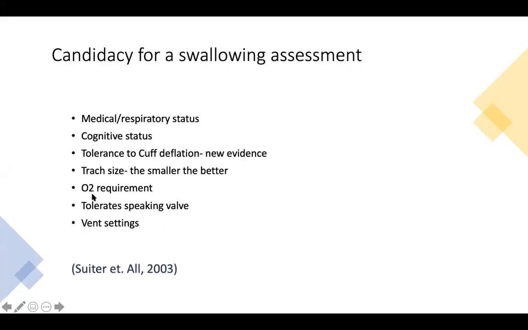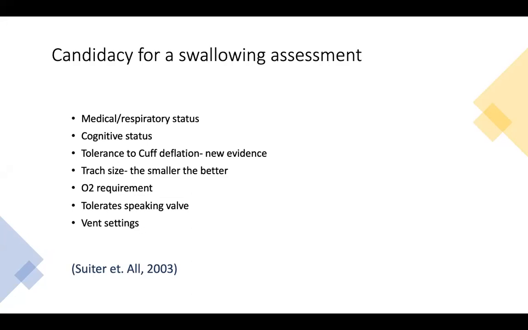So O2 requirement. The more the patient requires ventilation, it means his respiratory status is not stable, which means his breathing and swallowing coordination might be affected. So he might be at high risk of aspiration. If the patient is on a very high O2 requirement or ventilator requirement, then maybe the patient is not a candidate for a swallowing assessment.